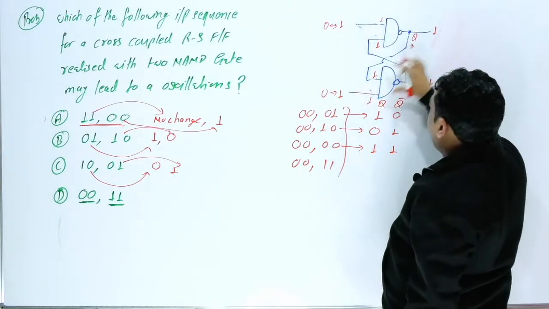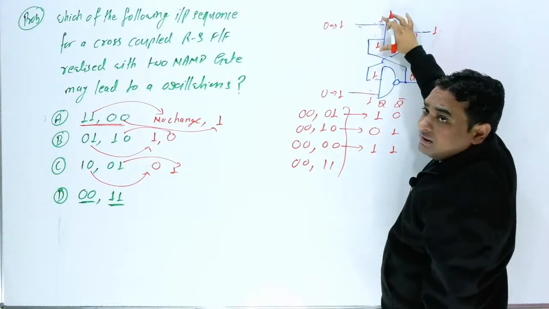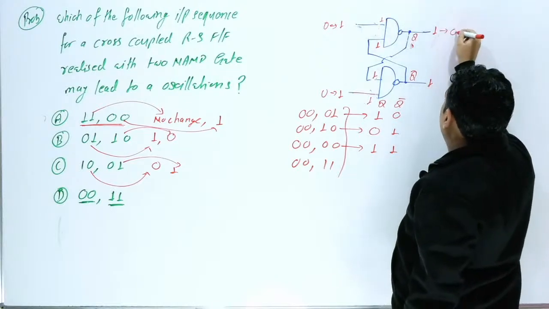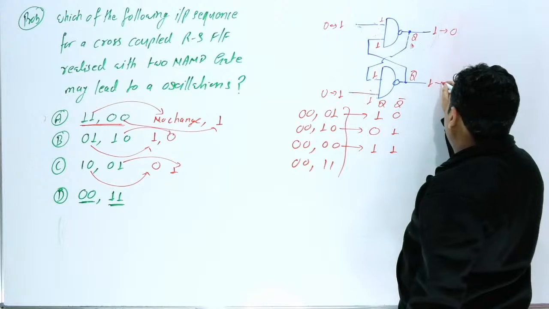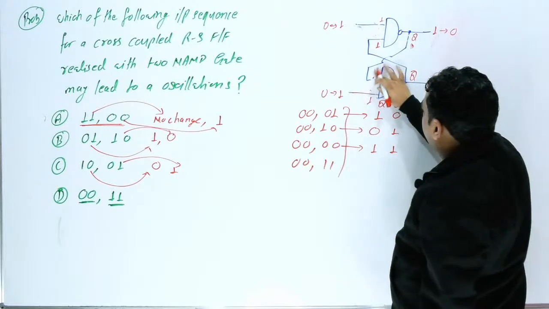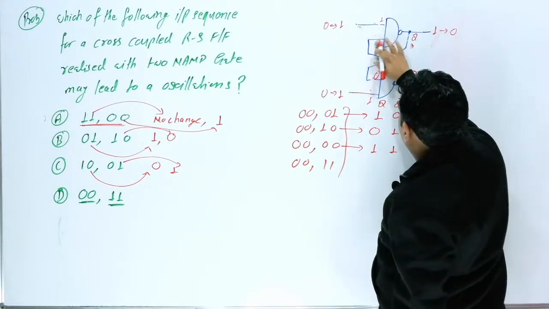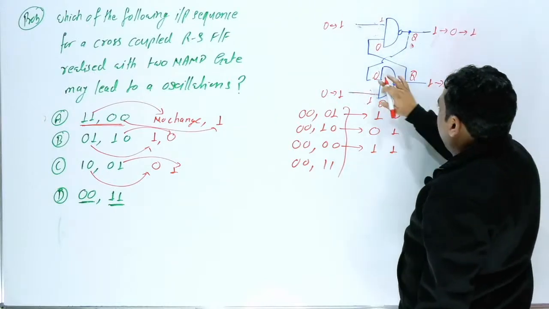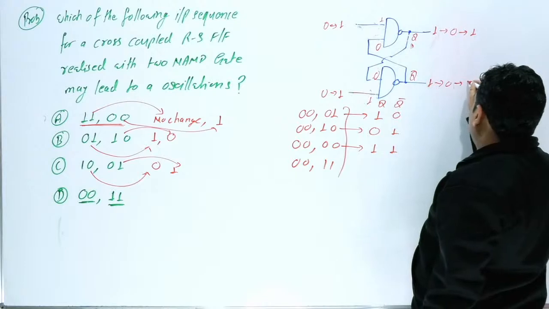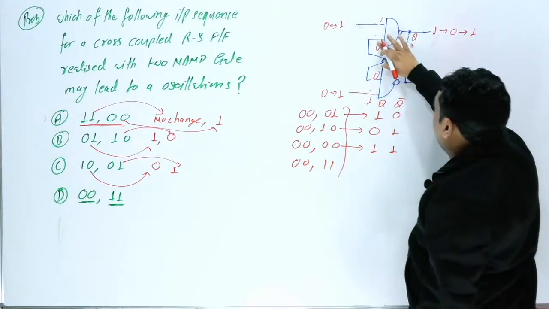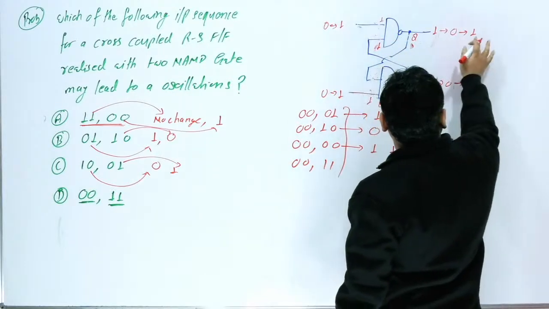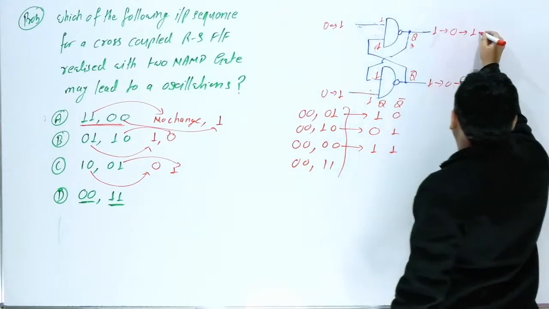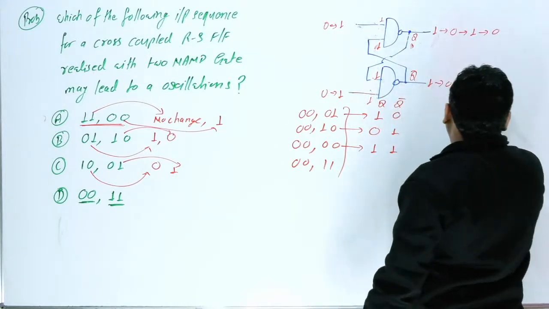So now at the same time both will process. This is 1.1, 1 bar is 0, so this will be 0. Now this 0 will come to here and this 0 will come to here. Then 1.0, 0 bar is 1, you will get 1 here. Similarly here you will get again 1 and this one will reach to here. Again you will get 1.1, 1 bar is 0.